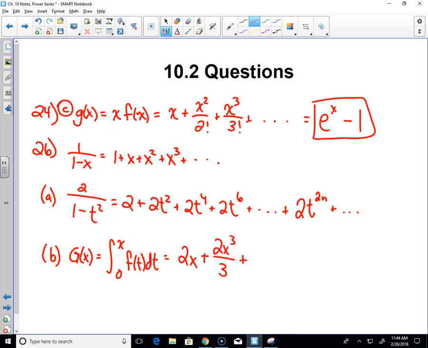Why is it an x and not a t? Because when you take the integral, you evaluate at x. Does that make sense? Yeah. For the first 4 terms, we would keep going. We have 2x to the 5th over 5, 2x to the 7th over 7.